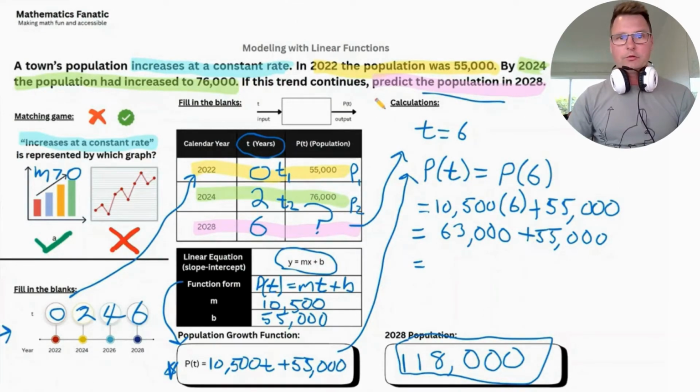And there you have it. We used a linear function to predict the population in 2028. It's all about breaking down the problem step by step. Now you know how to solve problems just like this one using linear functions.